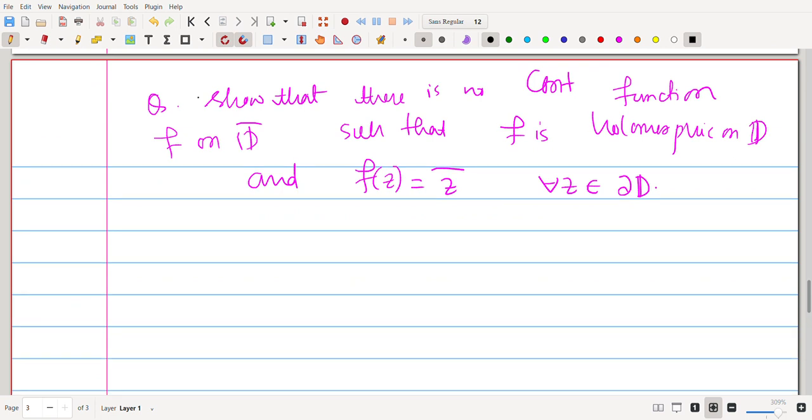Another problem. Show that there is no continuous function f on D bar such that f is holomorphic on D and f(z) is z bar. So this is your domain D, and f is holomorphic inside this, and f is continuous on its boundary.